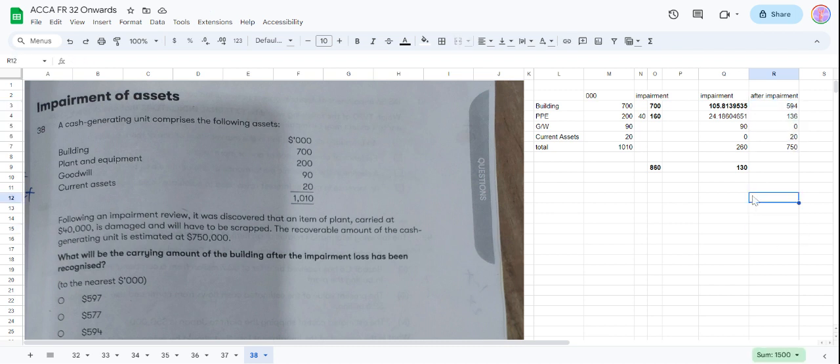After impairment, our values are this. And the question is asking about just the carrying value of the building. So for the building, our answer is 594.